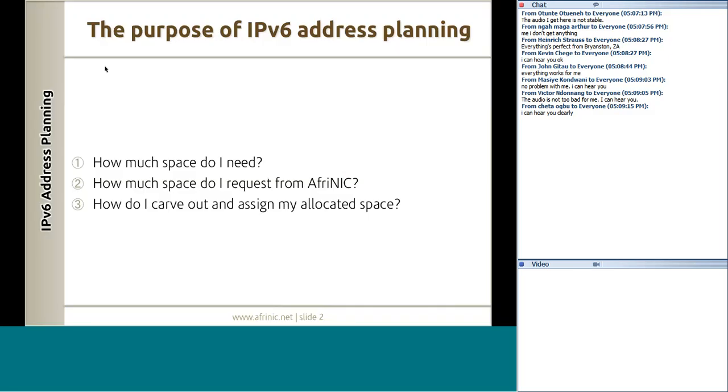So the purpose of IPv6 address planning is, one, as an ISP, how much space do I need? That's one of the first questions that's going to go through your mind. And how much do I need to request from AFRINIC? Obviously, if you're going with globally routed addresses, you're going to have to request them from AFRINIC. And third, after you have your address space from AFRINIC, how do you carve it out to assign it to different links of your network?